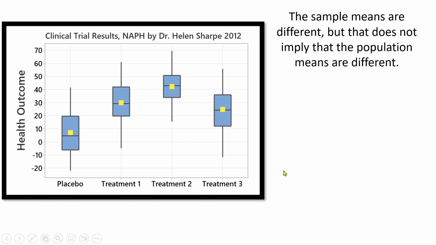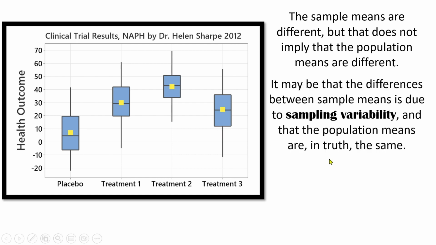Now, here is an important concept. It's true that these sample means are different, but that does not imply that the corresponding population means are different. Why is that? Well, it may be that the differences between sample means that we can see in this plot could be due to nothing more than sampling variability, and the population means in truth could all be the same. We don't know.